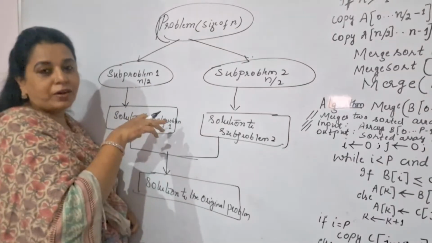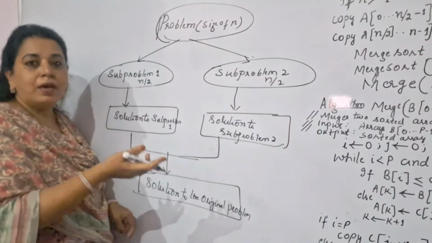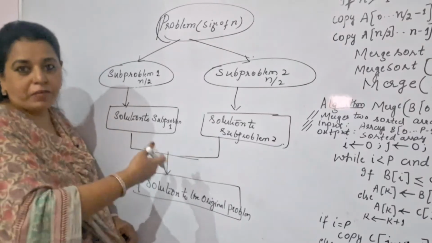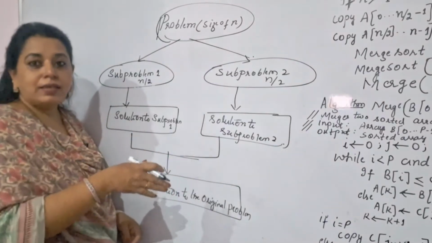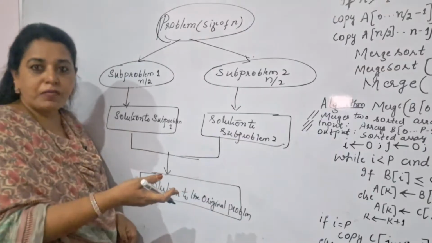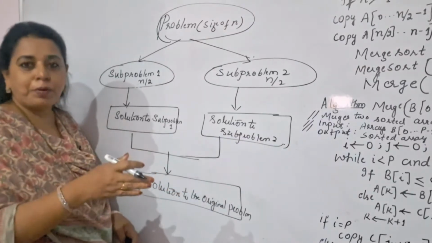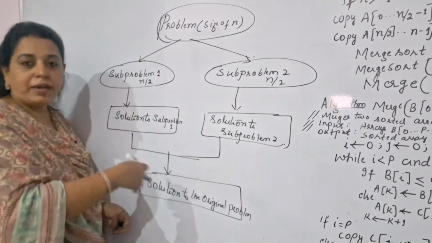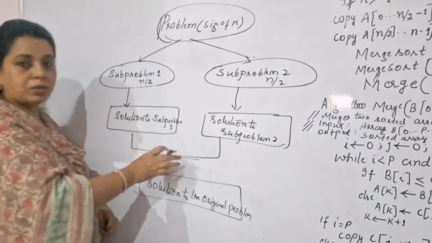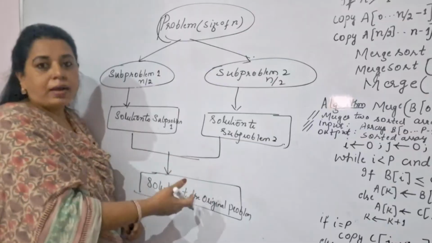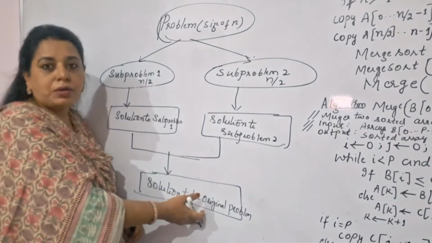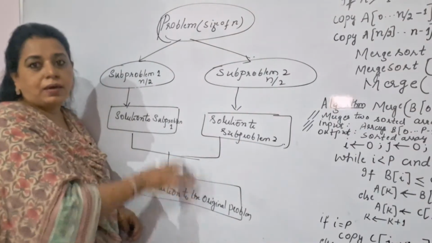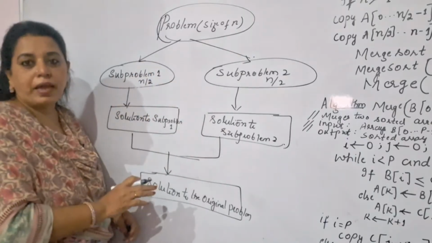Sub problem 1 can be further divided into two more sub problems, wherein the size will be n by 4 and n by 4. Then once again a sub problem of size n by 4 can be further divided into two sub problems of size n by 8 and n by 8. So this way it will continue. Finally you are going to find the solutions to each of the sub problems and then combine all the solutions to get the solution to the original problem. So this is the approach that is used here in order to carry out the sorting.